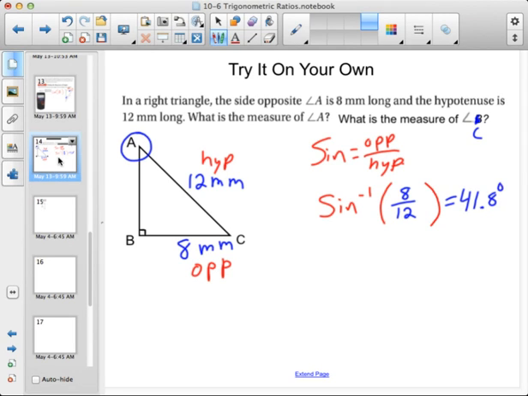41.8 degree angle would be this angle right here, 41.8. Then if we wanted to find C, we could simply take 90 degrees and subtract our 41.8. And we would know that angle C should be a 48.2 degree angle. All right, so it's a cool little function within trigonometry, we're able to calculate what the angle should be knowing the side lengths.